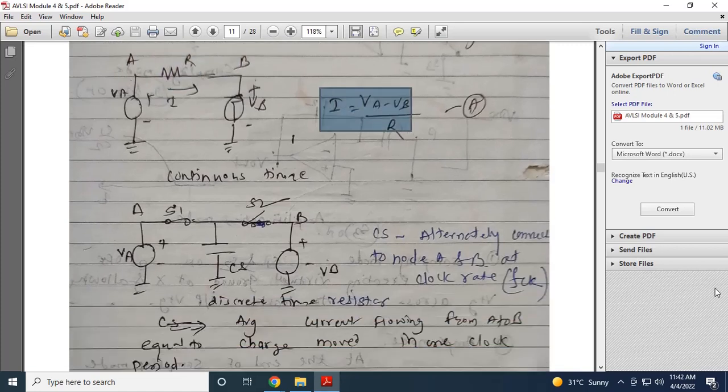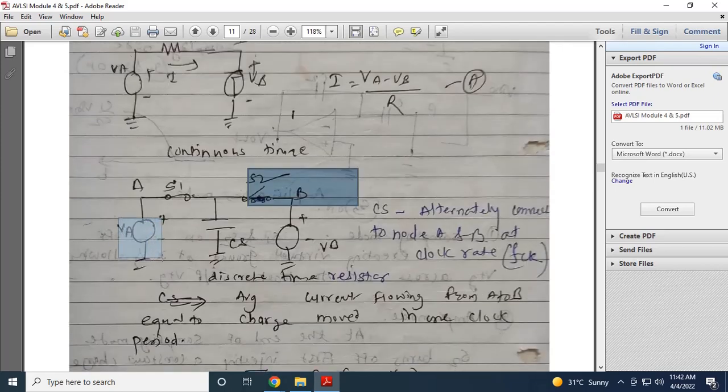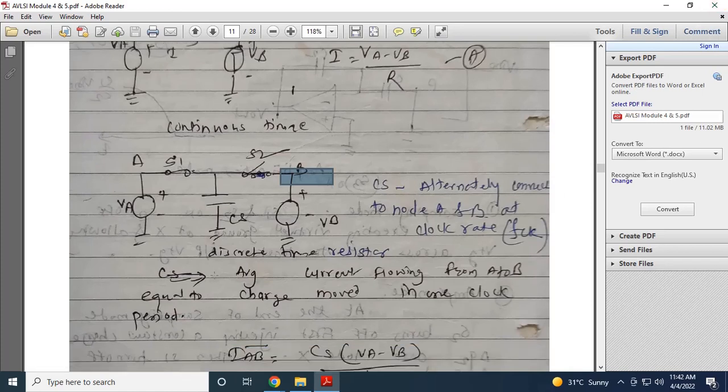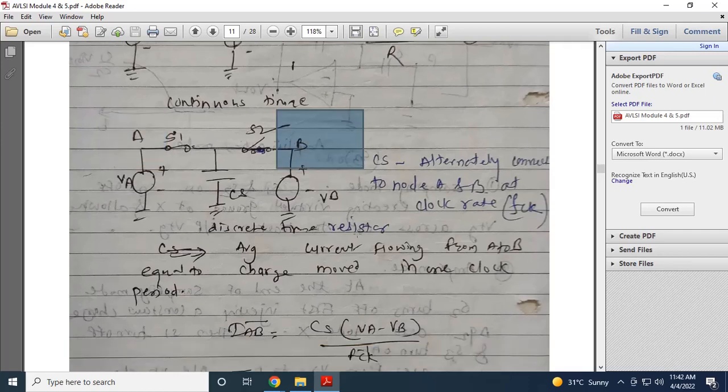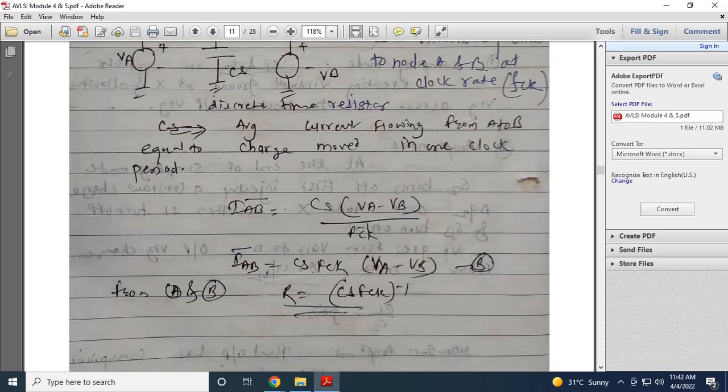Now we will find out the discrete time resistor. We can use switches S1 and S2. At node A we are using switch S1, and at node B we are using switch S2. Now this capacitor will alternately connect at node A and node B at a clock rate, that is, the clock frequency. So the average current flowing from node A to node B is equal to the charge moved in one clock cycle. We can write the average current as CS multiplied by voltage at A minus voltage at B divided by the inverse of the clock frequency.